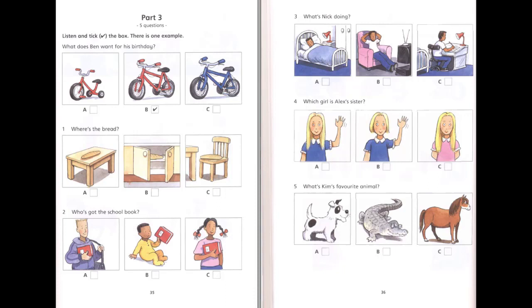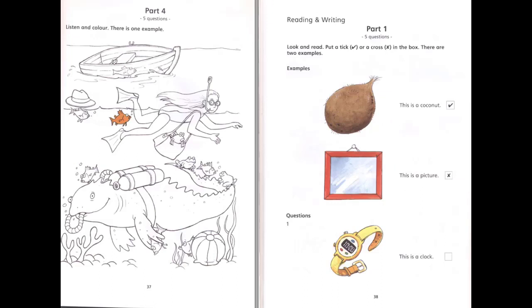Now listen to part three again. That is the end of part three. Part four. Look at the picture. Listen and look. There is one example.